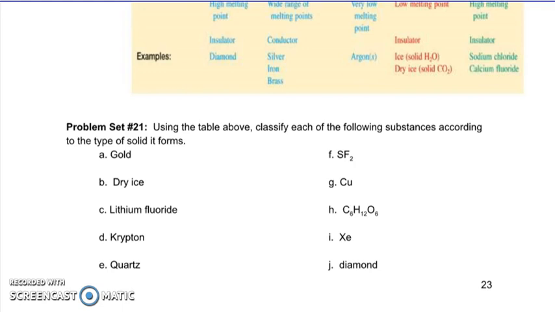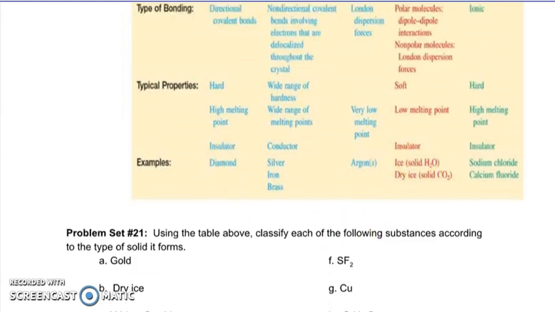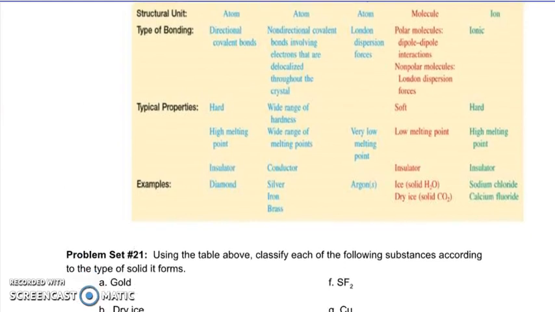Gold is metallic. Hopefully you got that right. That's pretty obvious, I would think. Dry ice is over here, so that would be your molecular solid. Lithium fluoride is ionic. Krypton would be over here, group 8A, atomic solid. Quartz is over here. That would be your network covalent. SF2 would be over here, so that's what we were talking about earlier. That would be your molecular solids.